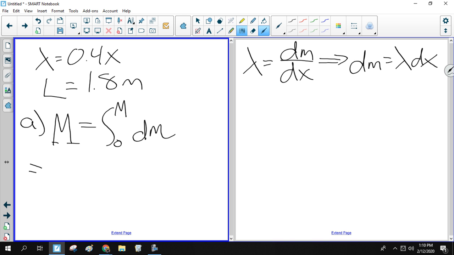Okay? So let's do that first. I'm going to write my integral. I'm not going to put in my bounds of integration yet. So I'm going to just replace dm with lambda dx. Good? So now, to solve this, over here I'm adding up little chunks of mass until I accumulate the whole mass of the whole bar. Here I'm dividing it up into little chunks of length. So how much length do I need before I accumulate the whole bar? 1.8 meters, right?